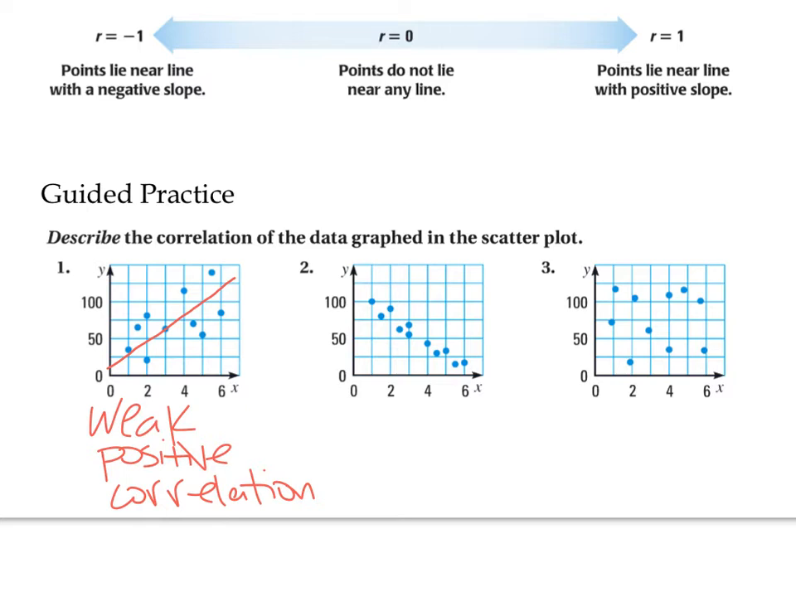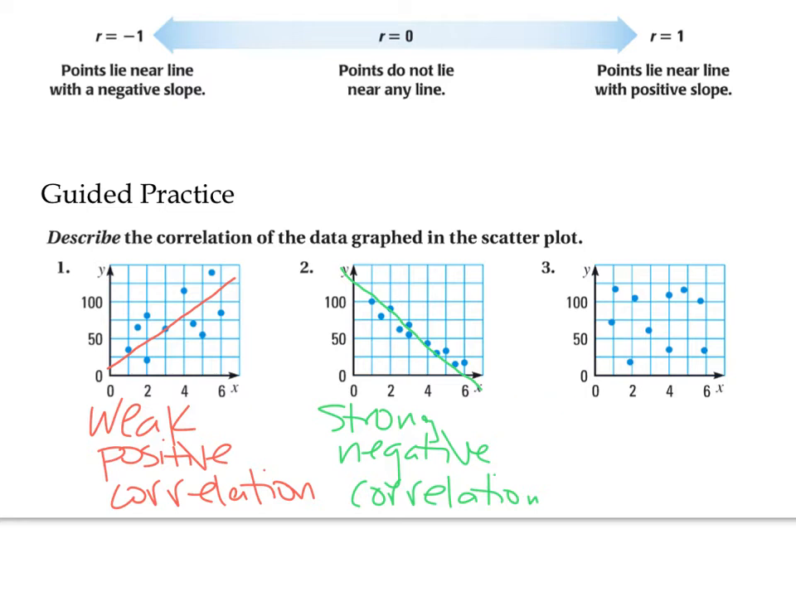In this next example, we're going to see that the points are very close to a negative line I could draw through there. Those points are all really close to that line, and that's a strong negative correlation. Since it's strong, it would be closer to -1 because it's a negative sloping line. As the x values increase, the y values are decreasing. Negative correlation, and this would be a correlation coefficient that's really close to -1, because they're very close to the line, and it's a negative correlation.